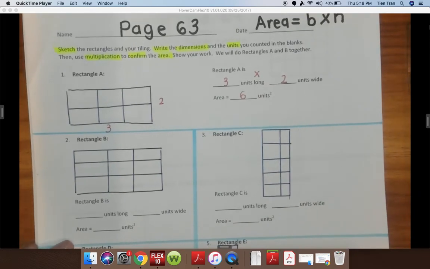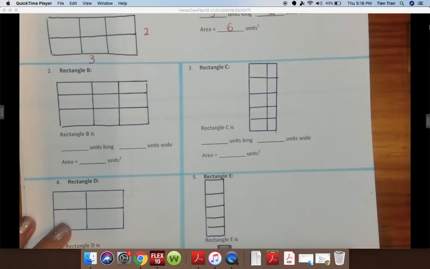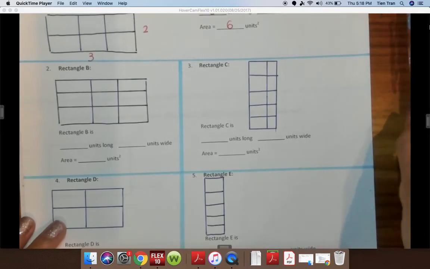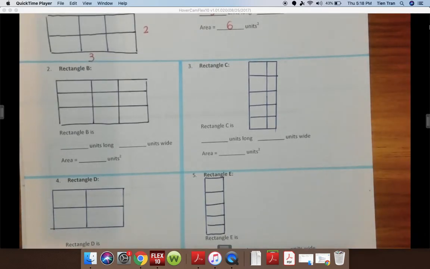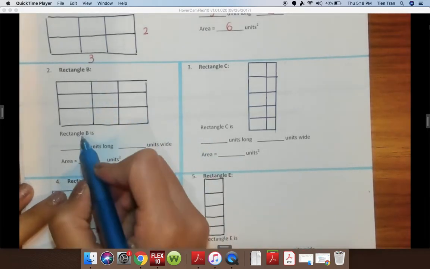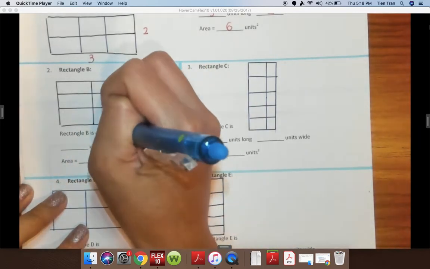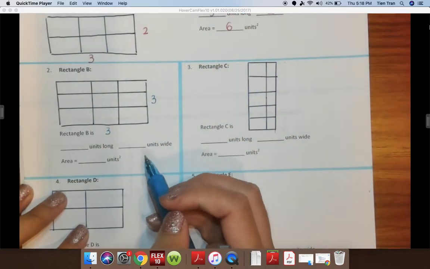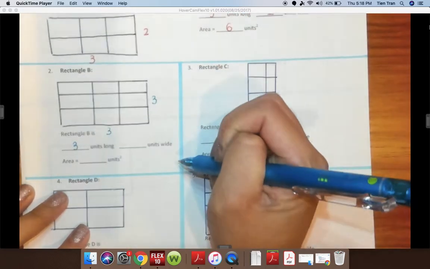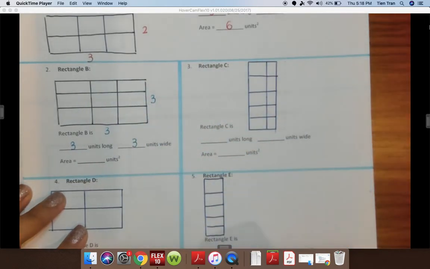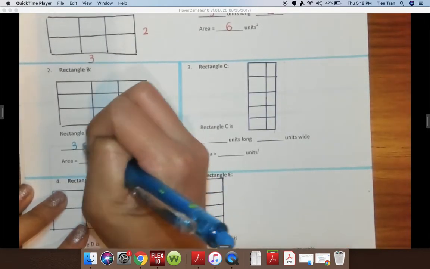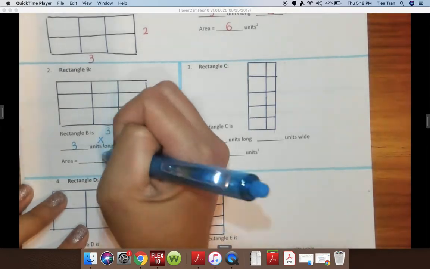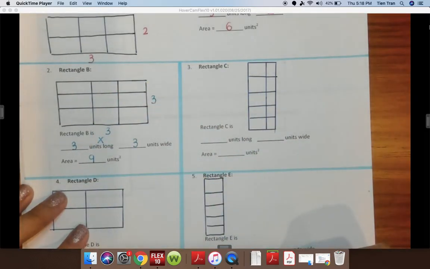Okay, now that is the first problem. We're going to go on to rectangle B. For rectangle B, I'm going to do the same thing. I'm going to count how many units I have and how high or how wide it is as well. So I have 1, 2, 3, and I have 1, 2, 3. Okay, so that means that I have 3 units long and 3 units wide. And 3 times 3 is equal to 9 units squared.